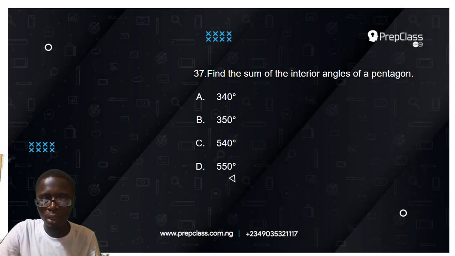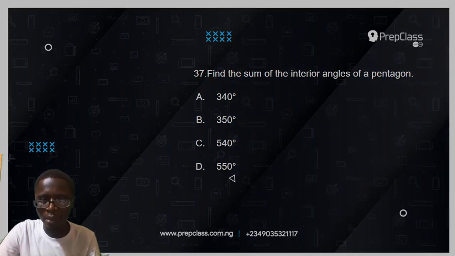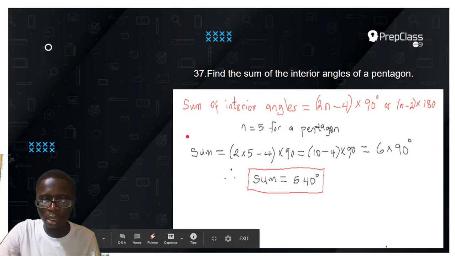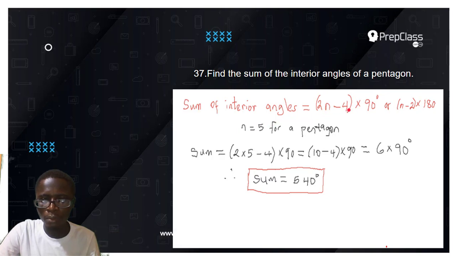Moving on to the next question, question number 37 says, find the sum of the interior angles of a pentagon. This is basically formula work, and you remember that the sum of interior angles of a regular polygon is given by (2n minus 4) times 90, or (n minus 2) times 180. It's either this or this formula. They both work, but I choose to use this one for convenience. It looks tidier to me because the values are not that cumbersome in your calculation.